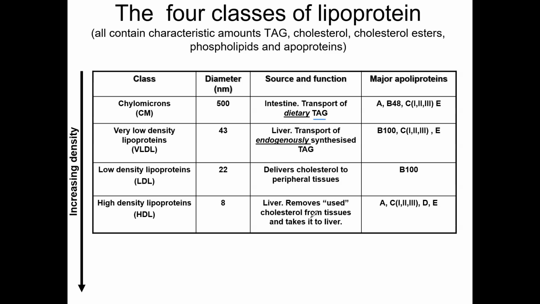And of course, the major apolipoproteins we have are A, C1, C2, C3, and then D and E. So these are the four major classes of lipoproteins that are found, and they are arranged according to increasing density.